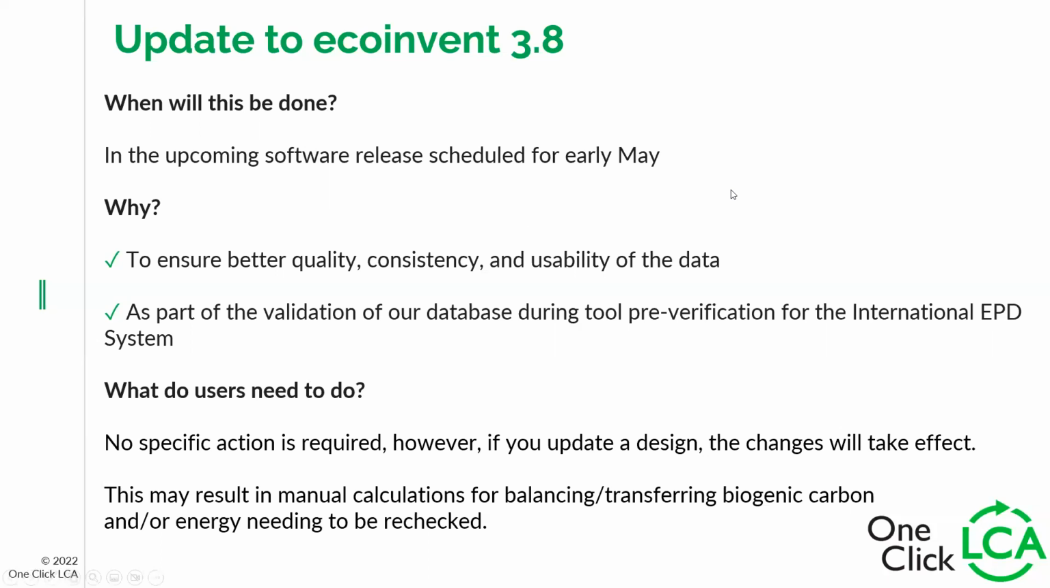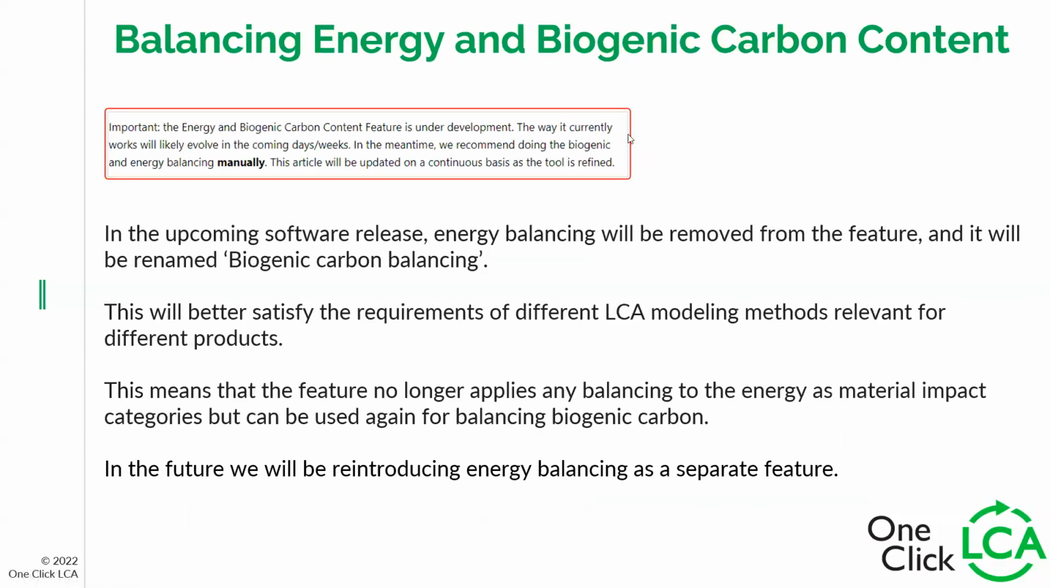Okay, so continuing with the topic of balancing energy and biogenic carbon content, so to update on this feature. The current article in the Help Center has a note at the top of it mentioning that the feature is under development and it's going to evolve. And in the meantime, we recommend that you do this balancing manually. And the update is that in this upcoming software release, energy balancing is going to be removed from the feature, and it will be renamed as biogenic carbon balancing. So it's only going to do biogenic carbon balancing, basically.